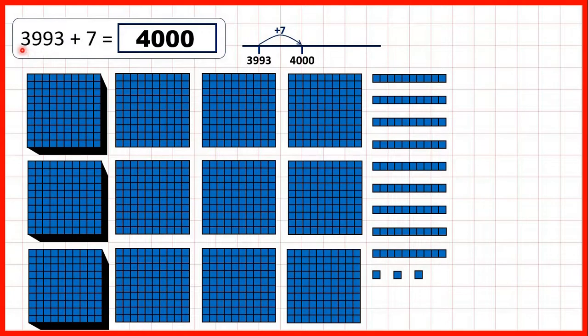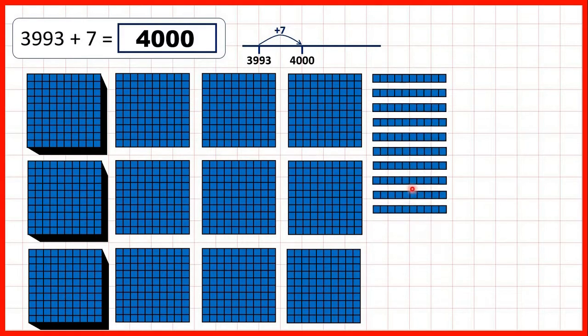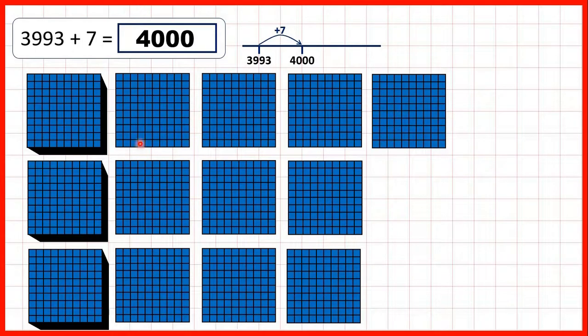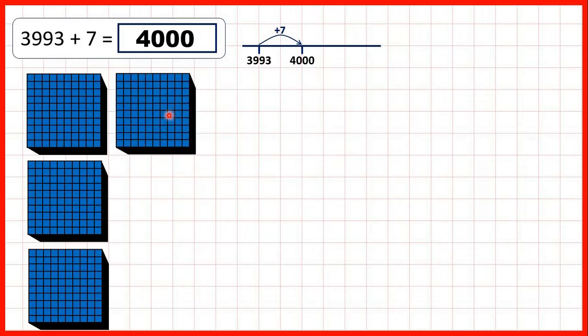Then our last question, we had 3993. We were adding 7, and when we do that, if we add 1, 2, 3, 4, 5, 6, 7, we get 4000. Now that doesn't look like 4000 at the moment because we haven't exchanged, but we do now have 10 ones, so we can exchange those for 1 10. Now, because we have 10 tens, we can exchange those for 100, and finally, because we've got 10 hundreds, we can exchange those for 1000 to give us 4000s altogether.